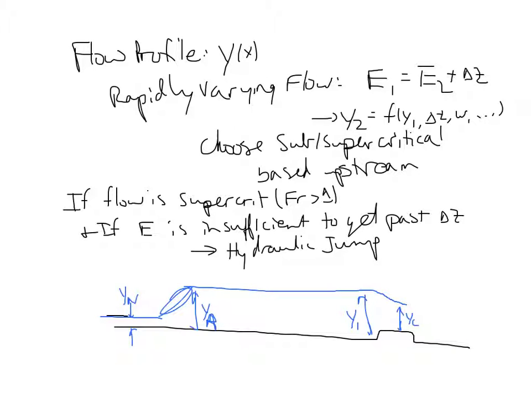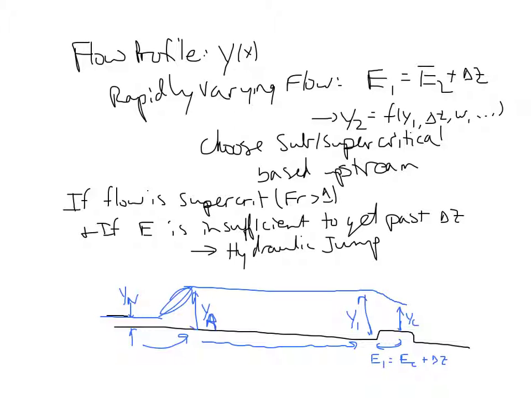This is an A. Going from YN to YA, you use the hydraulic jump relationship. We don't worry about the variation from A to 1. That's a gradually varied flow solution. And then here we have conservation of energy, or E1 is equal to EC plus delta Z.